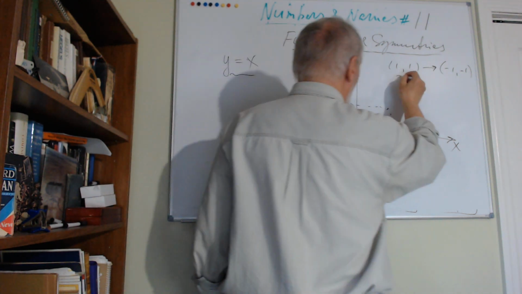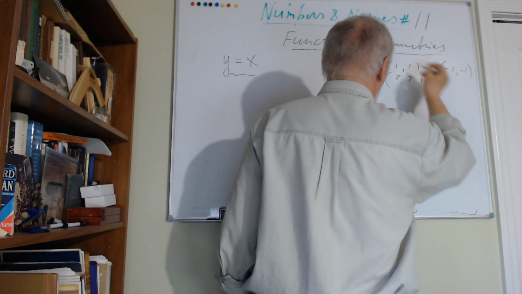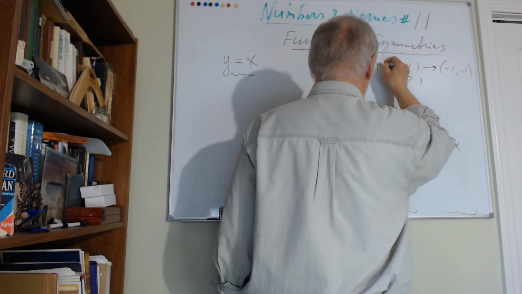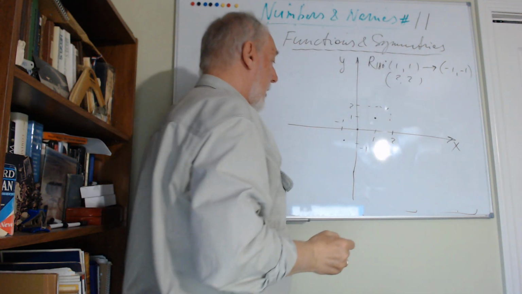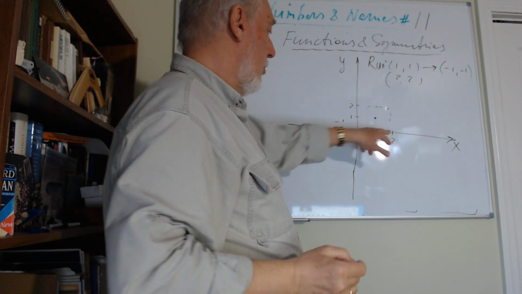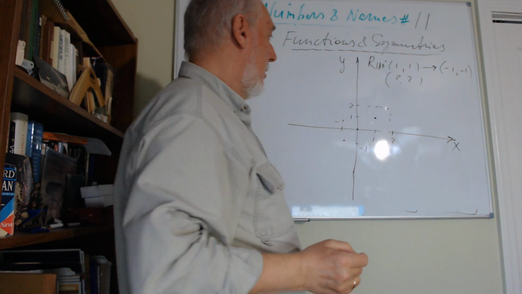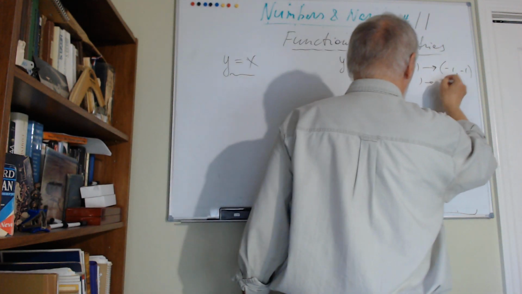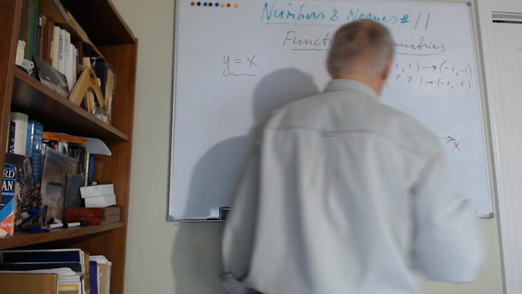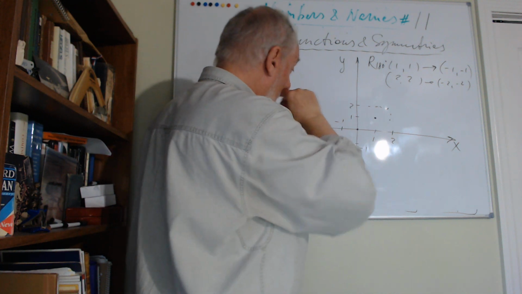If I said rotation first. If it's rotation, so rotation 180, right? Yes. So (-2, 2) goes to where? (2, -2). Of course. Okay, so we have rotation symmetry.